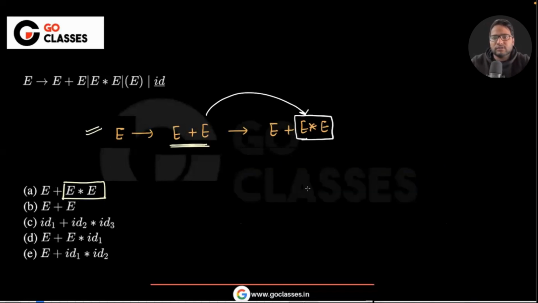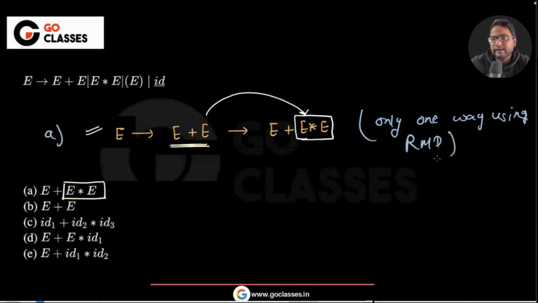So this was option A, where I'm saying that using rightmost derivation, there is only one way. Now tell me, what is the handle in option B, E plus E?